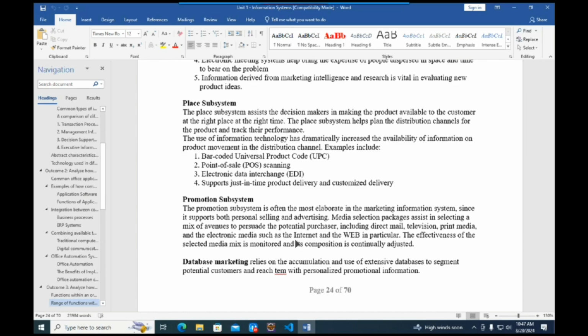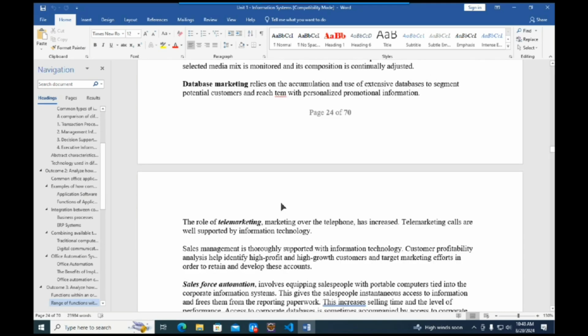Then we have database marketing, which relies on the accumulation and use of extensive databases to segment customers and reach those customers with promotional information. The telemarketing is actually taking over, because it is well supported by information technology.